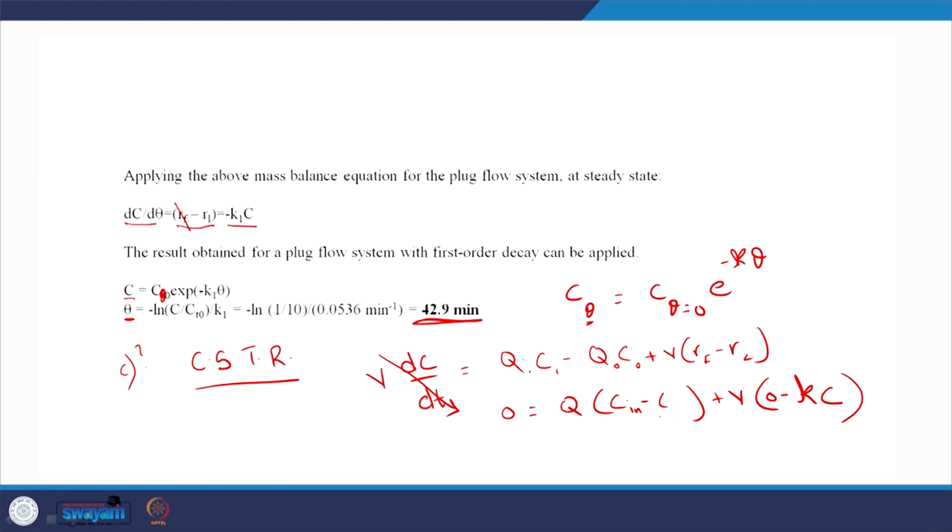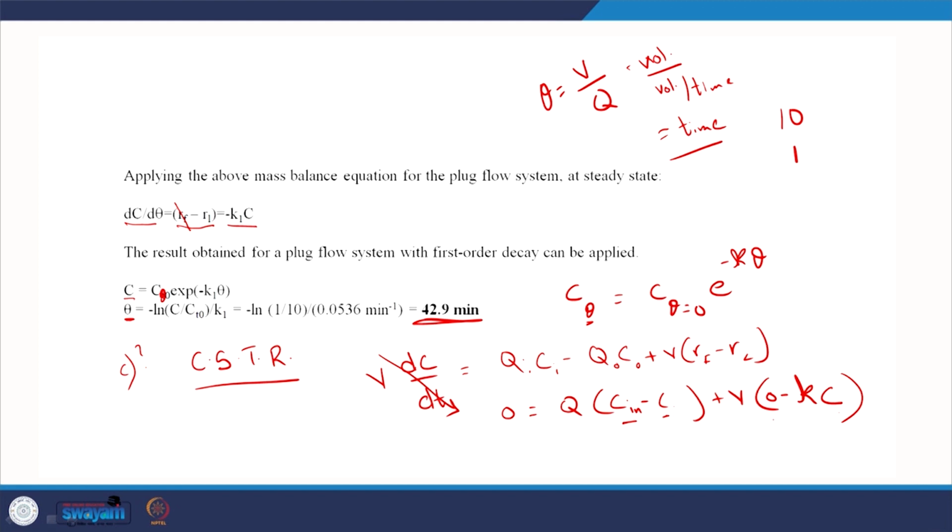And now we have one equation and one unknown, but what is that unknown though? Because we know that C in is 10 and C out, or the final one, is 1 milligram per liter. But my unknown is theta, and we know that theta is equal to V by Q. Volume by Q, which is volume per time, so that is units of time. Obviously theta equals V by Q, right.